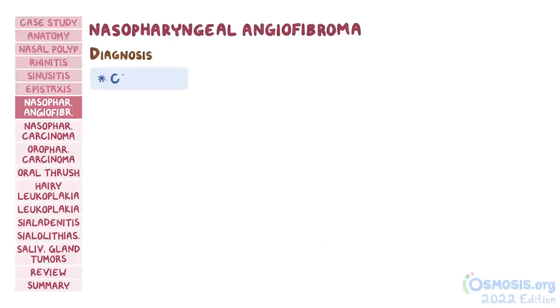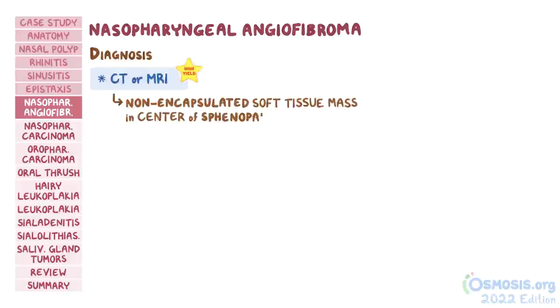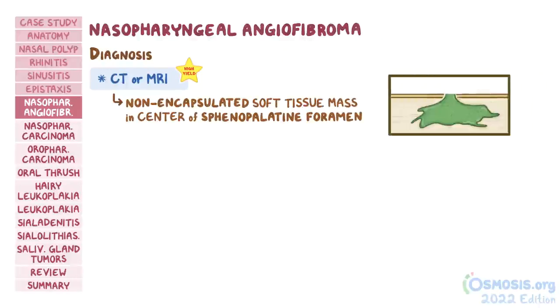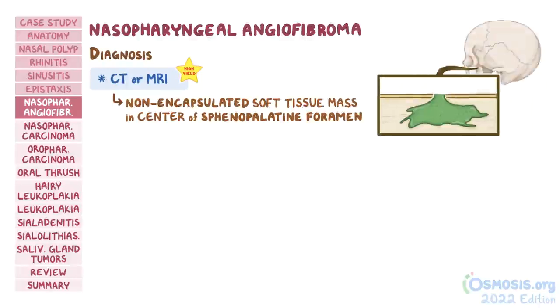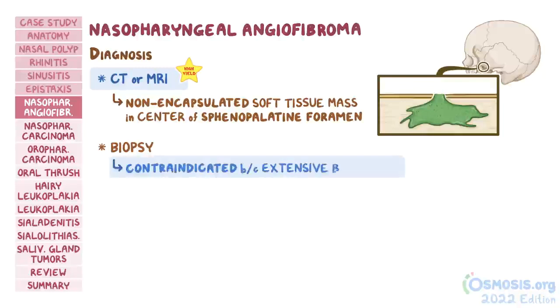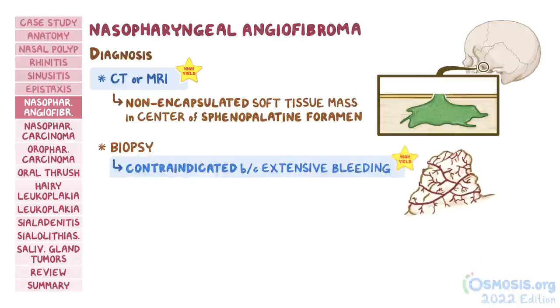Diagnosis is based on CT or MRI, which typically shows a non-encapsulated soft tissue mass in the center of the sphenopalatine foramen, which is often widened, deforming the posterior wall of the maxillary antrum. Now, your exams might offer biopsy as an answer choice, but a very high-yield concept here is that this procedure is contraindicated because it might cause extensive bleeding since the tumor is composed of blood vessels without a muscular coat.